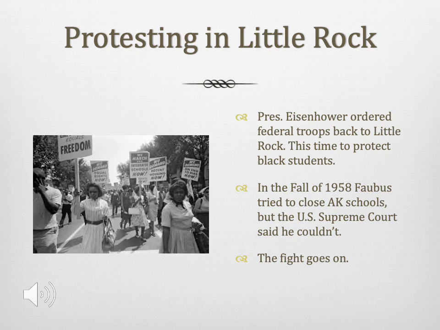In the fall of 1958, Faubus said, if we have to have integrated schools in Little Rock, we're just not going to have school. So he closed all the public schools. And once again, Eisenhower said, you can't do that. You can't close public schools. So the case went to the U.S. Supreme Court, and the U.S. Supreme Court said, you fat racist, you have to open the schools back up. And so it was done, and yet it wasn't done.